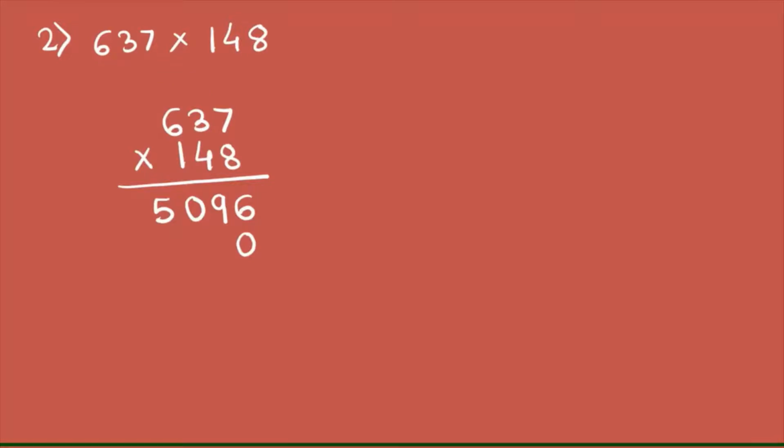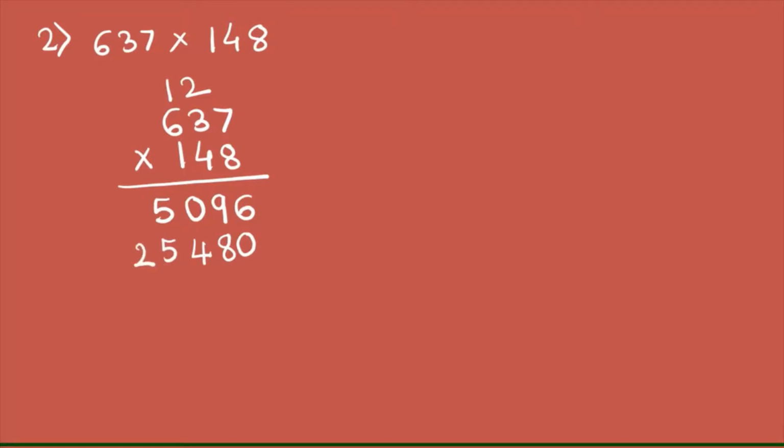Now let's start. 4 times 7 is 28. So I write here 8 and I carry 2 here. Now 4 times 3 is 12, plus this 2 is 14. So I write 4 here and I carry 1 here. And now 4 times 6 is 24, plus 1 is 25. So I write 25 here.